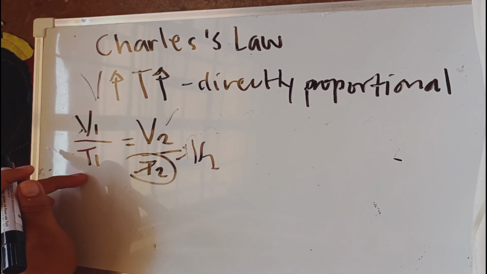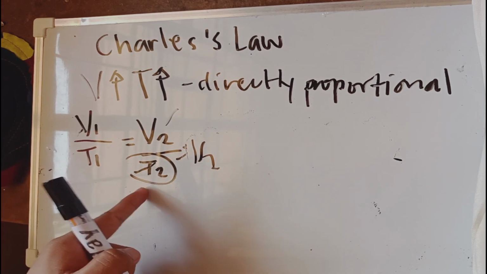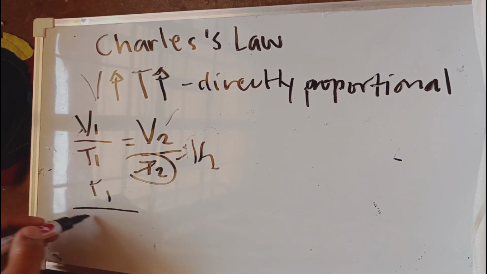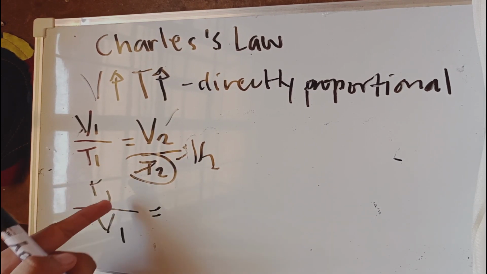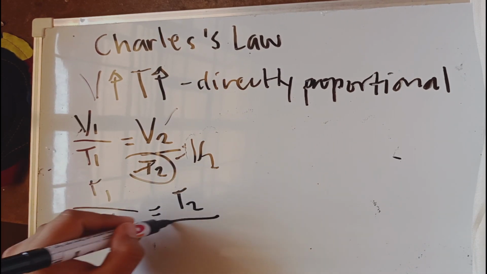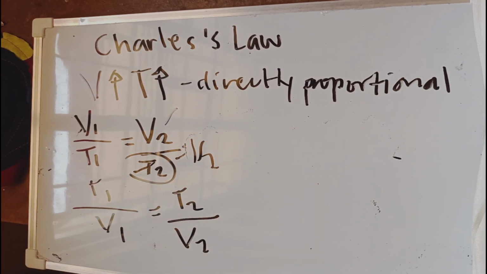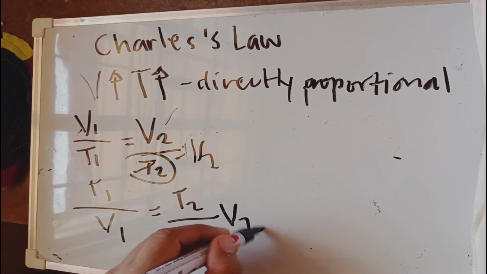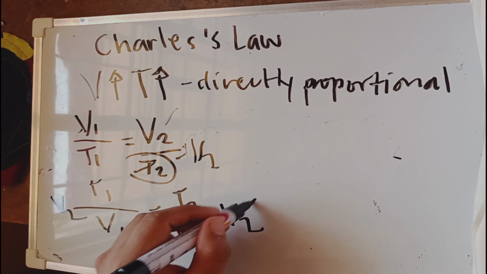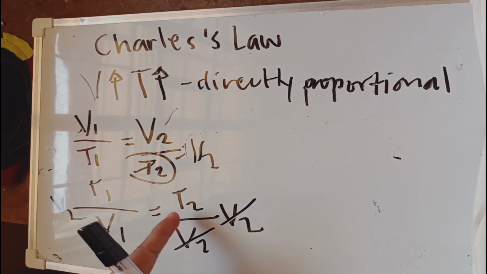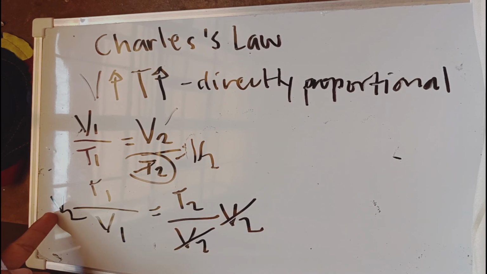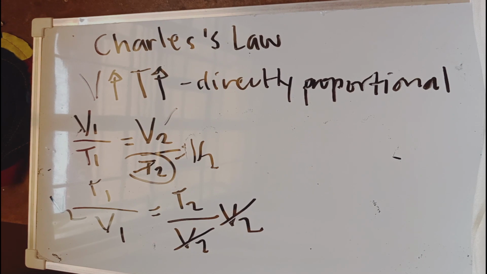If you're looking for temperature 2, the temperature 1 will be in the numerator and volume 1 will be in the denominator. You change that, so temperature 2 will be in the numerator and volume 2 will be in the denominator, so that you can derive the formula. So you'll have temperature 2 equals temperature 1 times volume 2 divided by volume 1. That's the correct answer. You just need to swap them.